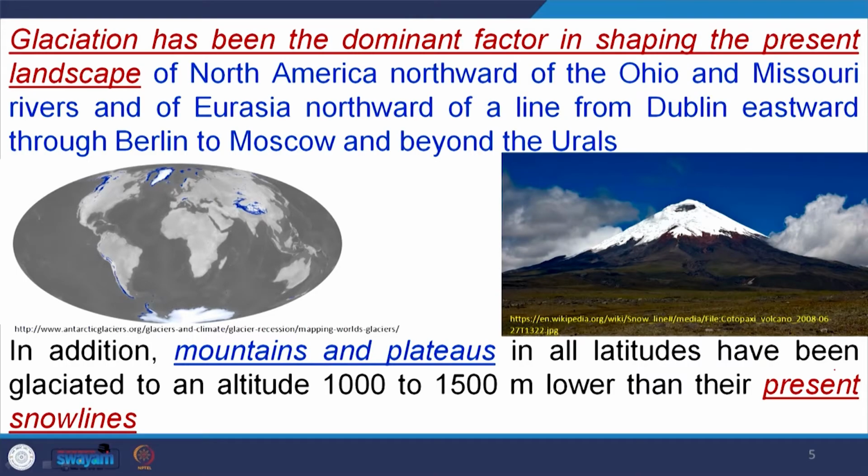Glaciation has been the dominant factor in shaping the present landscape of North America northward of the Ohio and Missouri rivers, and in Eurasia northward of a line from Dublin east end through Berlin and Moscow and beyond the Urals. So, that means a major part of this European system is nowadays also glaciated, and the glacier is working very effectively to change the landscape in that region.